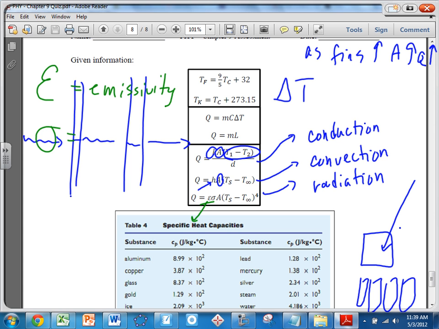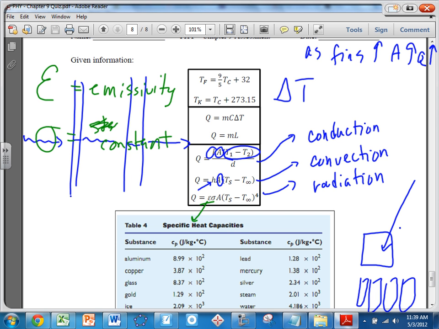Sigma is your Stefan-Boltzmann constant. I'm just going to write the word constant for now. Stefan-Boltzmann is the name, but it's a constant. And what was the number again? The number doesn't matter, but I think it was 5.67 times 10 to the negative 8. It's one of those random ones that I think I memorized when I was in school, but I don't remember for sure. So we're going to need those two values.